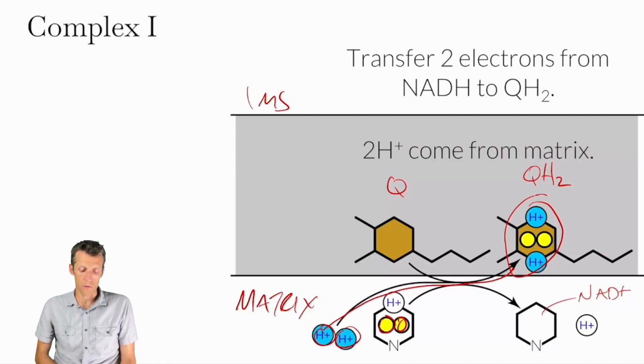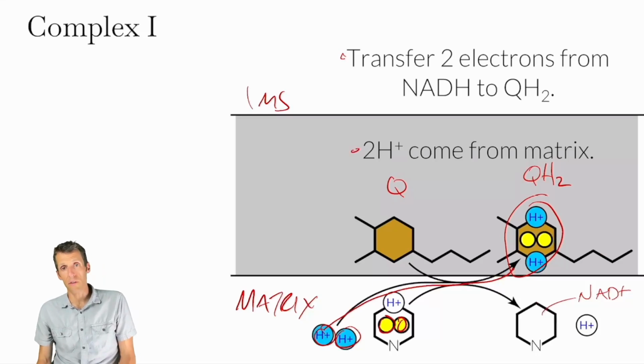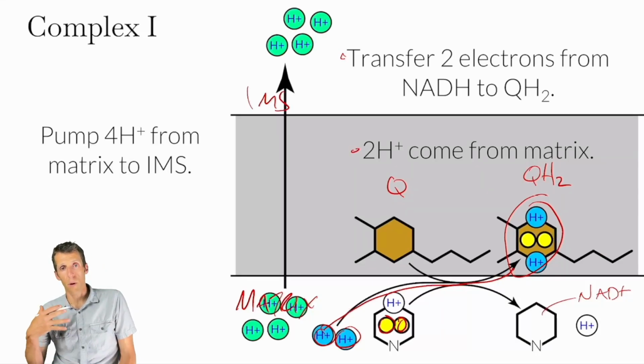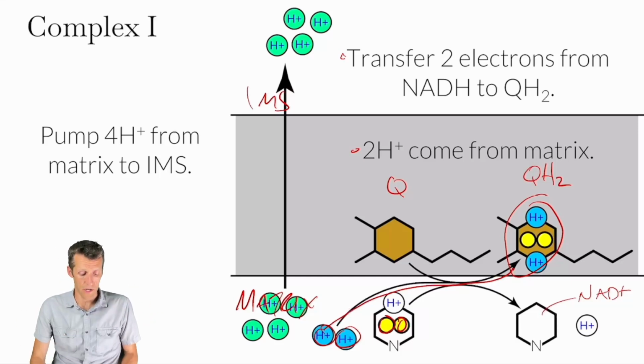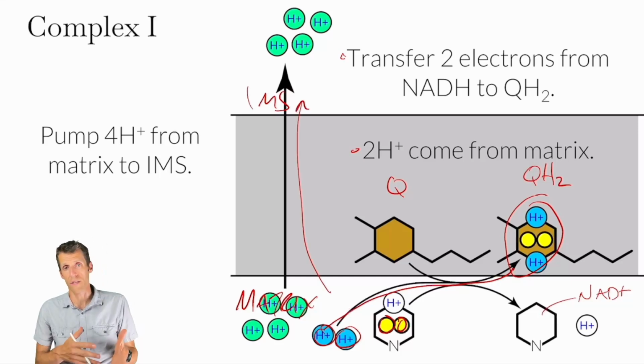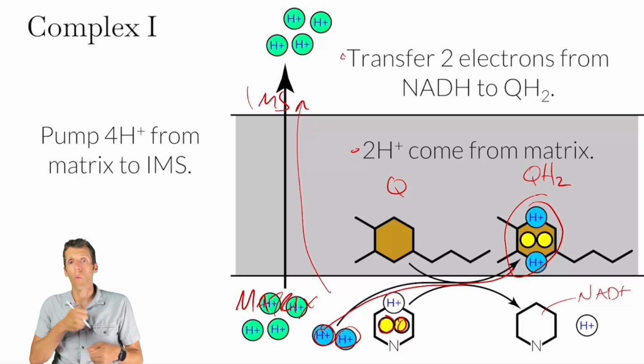The 2 electrons came from the NADH, the 2 protons came from the matrix, and this is also associated with pumping 4 protons from the matrix into the IMS. And I'm not going to go into the mechanistic details of this. It's actually a really cool mechanism that's only just now being worked out. Look for a future video on that. But for now, we're just going to say the complex, through the magic of allostery, actually pumps 4 protons across the bilayer in a way that's coupled with this oxidation reaction.